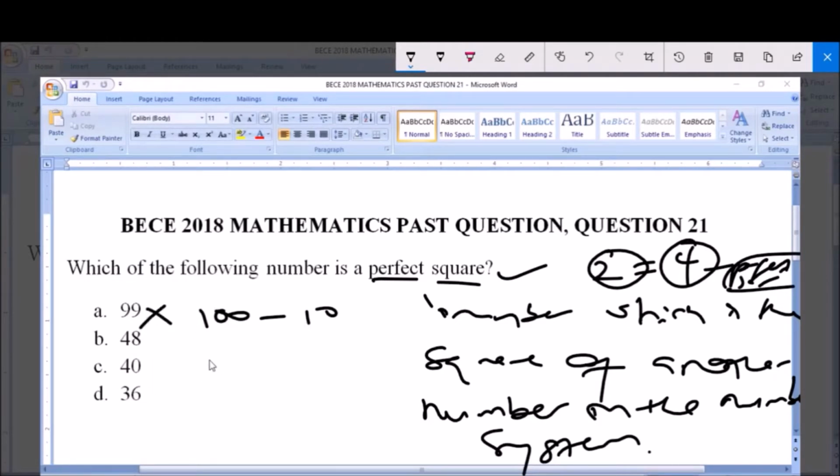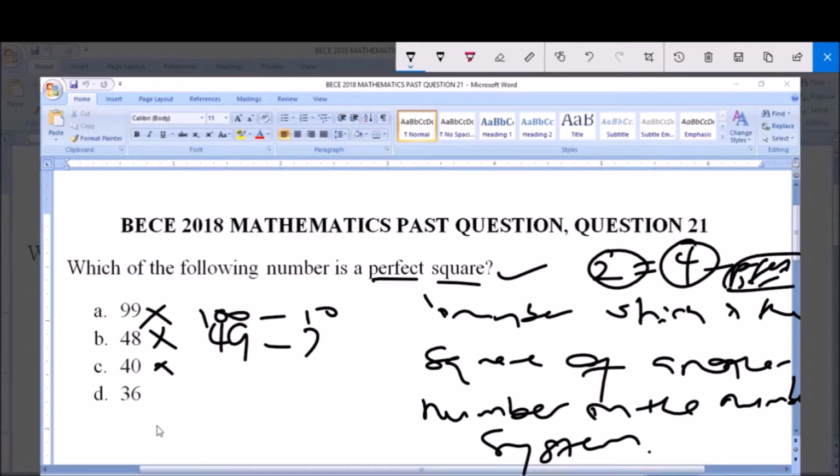Now B here says 48. Also 48 is not a perfect square because 48 is not a square of any number in the number system at all. The closest to 48 which is a perfect square is 49. And 49 is a square of 7. So 48 is wrong. Now C says 40. Also, 40 is not a perfect square because it's not the square of any number in the number system.